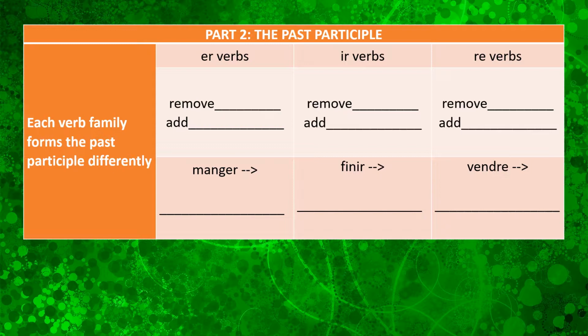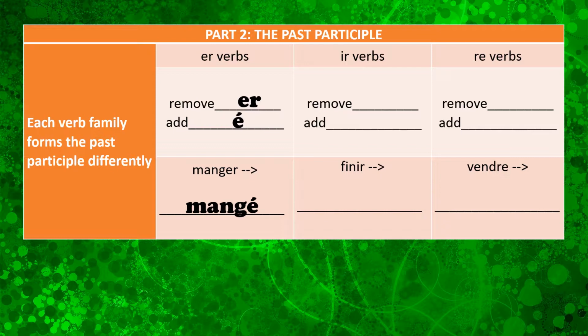And then the smallest family of regular French verbs would be the RE verbs, called RE verbs because the infinitive ends with RE. So let's see how each of these families makes the past participle. For ER verbs, you're going to remove the ER and you're going to add the letter É with an accent aigu, which is always pronounced A. If we do that with the verb manger, we end up with mangé. Sounds the same, but looks very different, right?